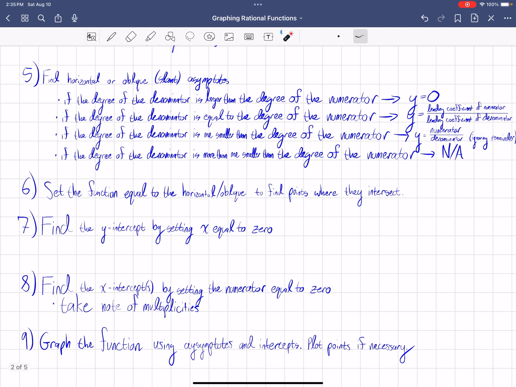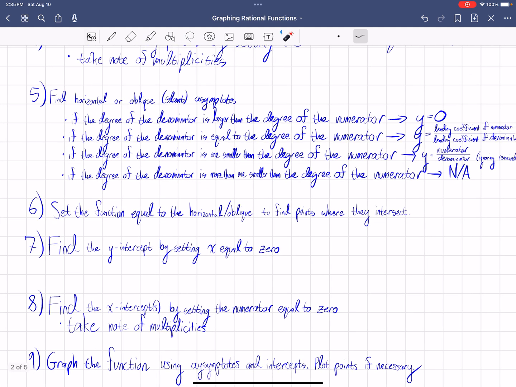The next thing you want to do, and this isn't always stressed, but I think it's good practice and can be very useful when graphing, is if you do have a horizontal or slant asymptote, you want to set your function, the reduced function, equal to that asymptote, because that way you'll find out whether your graph intersects the horizontal or slant asymptote.